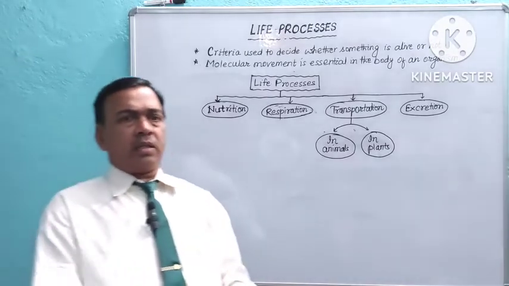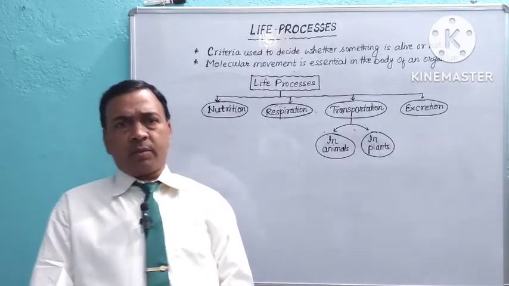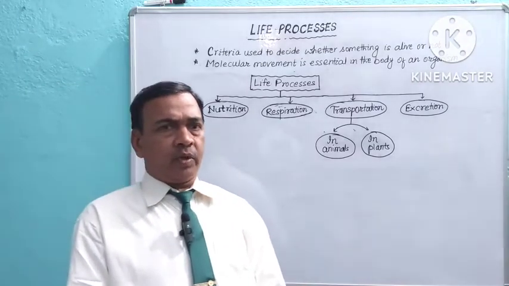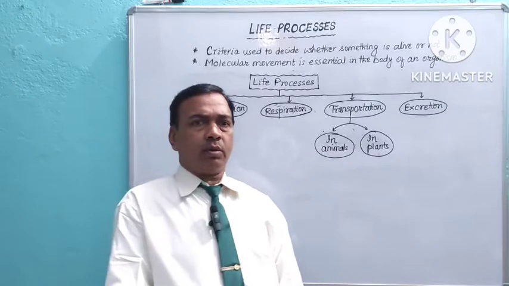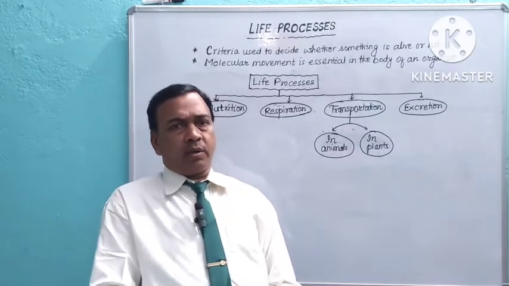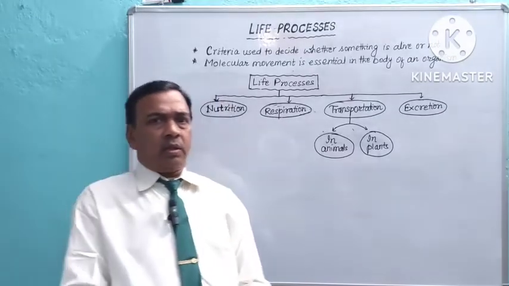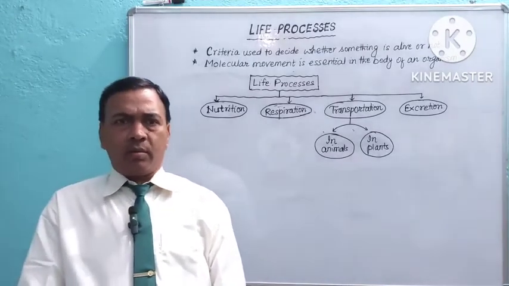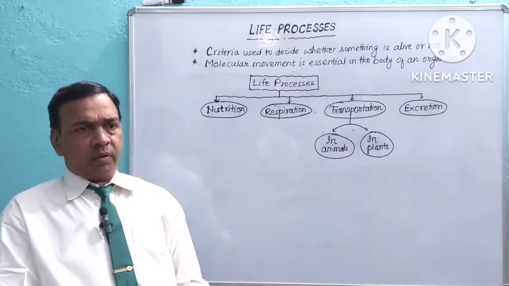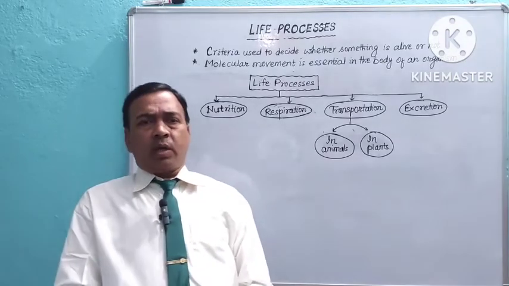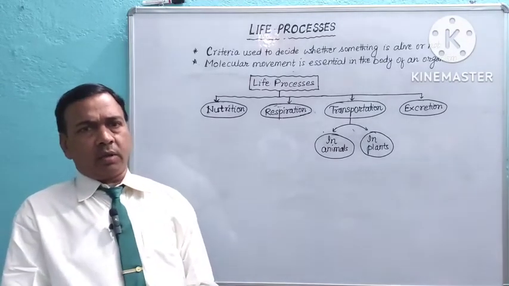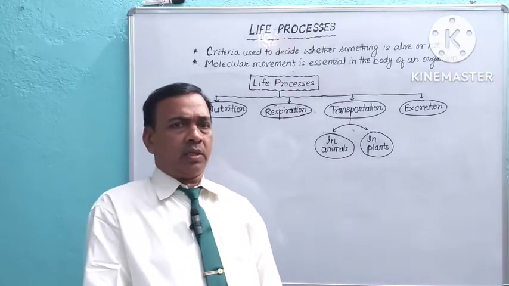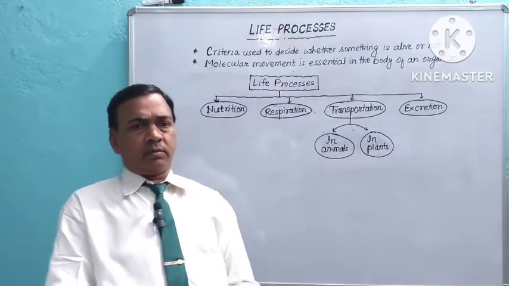Now the question arises whether the process of reproduction is included in the life process or not. Reproduction is not included under life processes because an organism can survive its whole life without reproduction. Reproduction is only essential for the perpetuation of the race of an organism generation after generation.